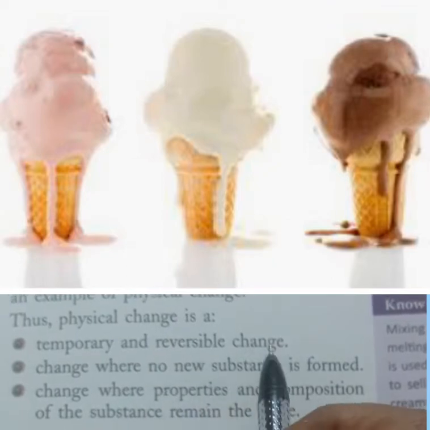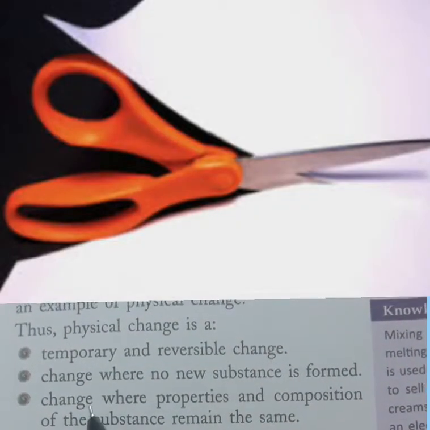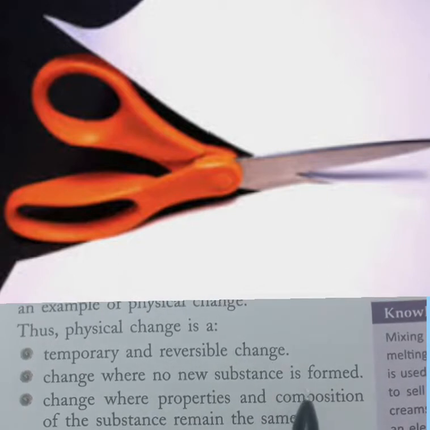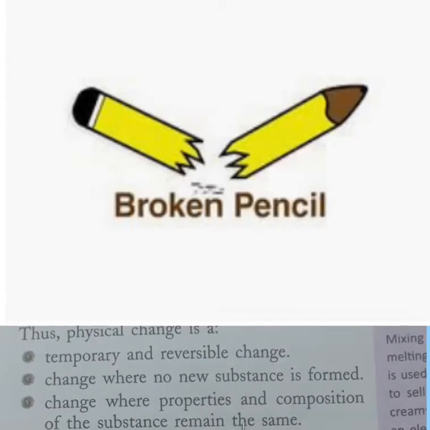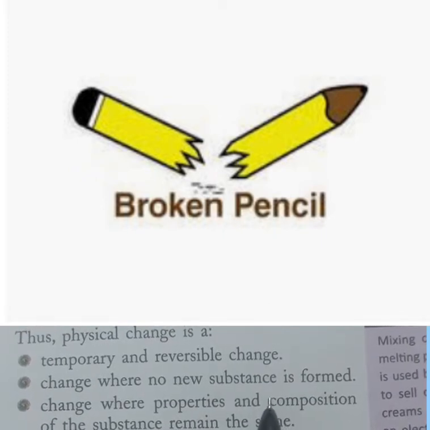Change where no new substance is formed. In physical change, no new substance is formed. Change where properties and composition of the substance remain the same. In physical change, all the properties and the composition of a substance remain the same.